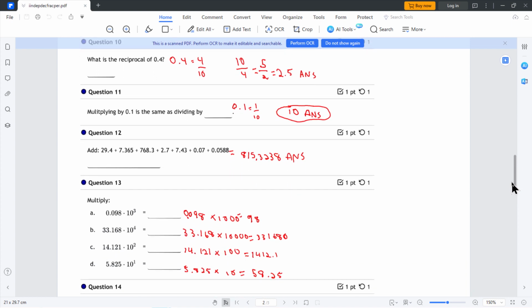Number 12, add these numbers together. I used my calculator to add these numbers together, and I got 815.3238 for my answer. And this is multiplying the numbers out. What I did is I expanded them out and then put it in my calculator. So 10 to the third is 1,000. It gives me 98. 10 to the fourth, that's just 1 and 4 zeros. And I multiplied it out. Then here I have this 114.121 times 10 squared, which is 1 and 2 zeros. And I multiplied it out. And this one here, I have 5.825 times 10 to the first, which is 1 and 1 zero. And I multiplied it out for my answer.